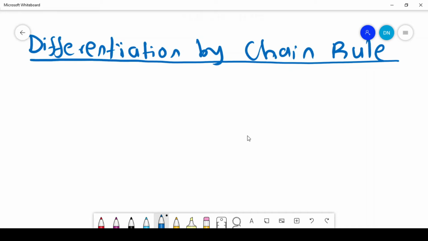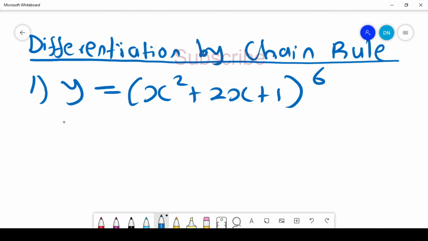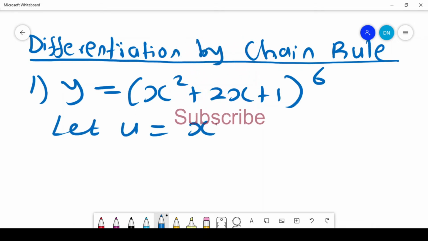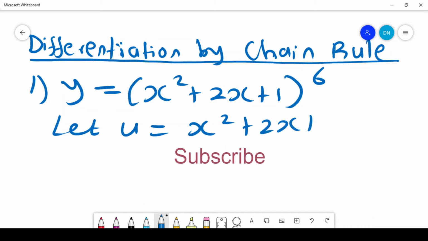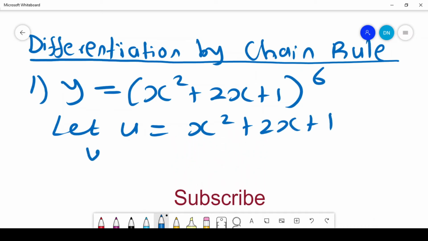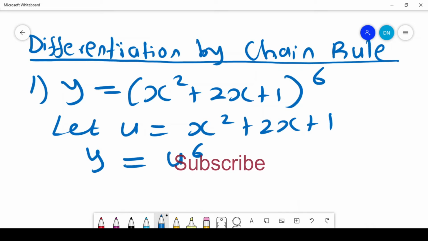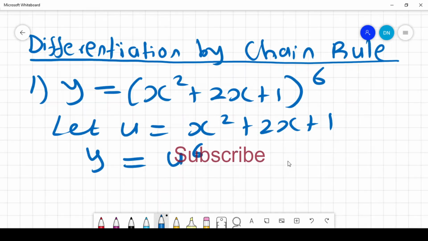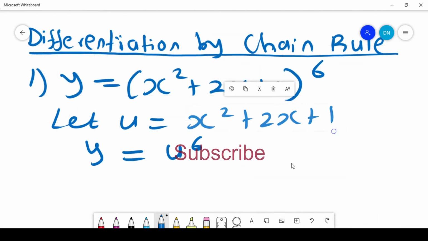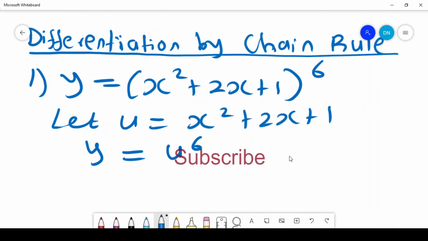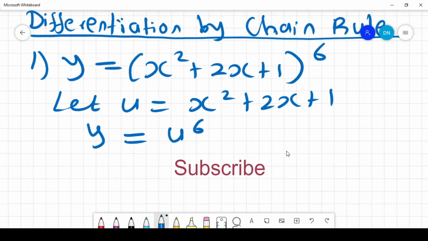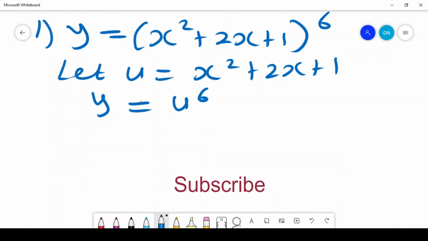Differentiation by chain rule is the method we want to consider. So what we do is we let u be equal to x squared plus 2x plus 1. And therefore my equation changes to y raised to power 6. And now looking at that equation, I would not be able to look for dy dx. I would literally be looking for dy du.